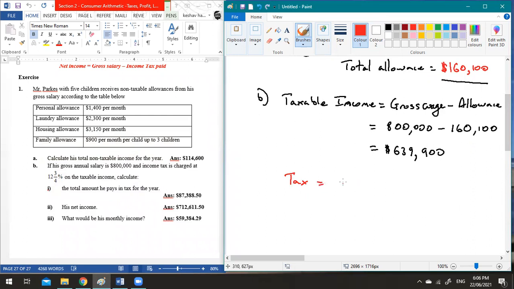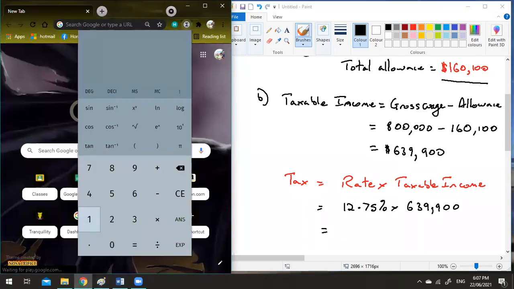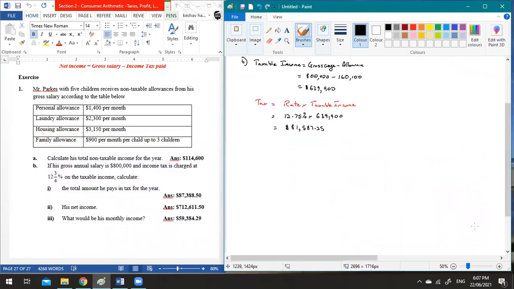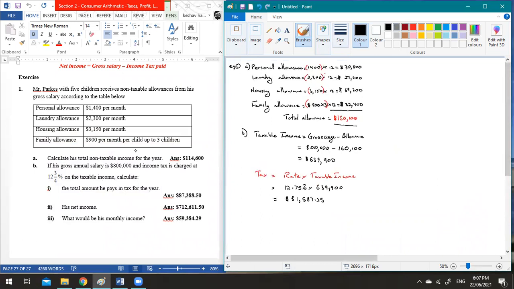The tax that he pays is the rate by the taxable income, and it's 12.75% by 639,900. Remember, it's a percentage, so I divide by 100. So 12.75 divided by 100 multiplied by 639,900. So the amount of money he pays in taxes is $81,587.25. Right? So the amount he pays in taxes.